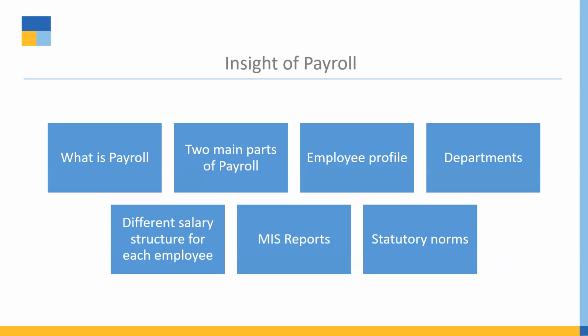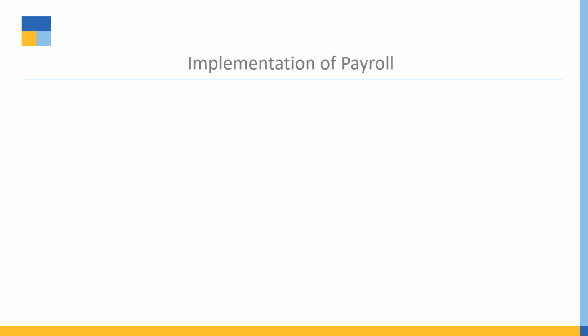Okay, so the main thing is what payroll is, and we'll see the main two parts of payroll: employee profile, department, how we can create the departments, and the different salary structures of each employee. One option is department wise, where all employees in the same department have the same salary structure, or else each and every employee has a different salary structure. MIS reporting for payroll and the statutory norms, we'll see.